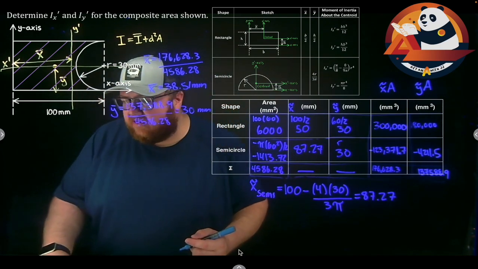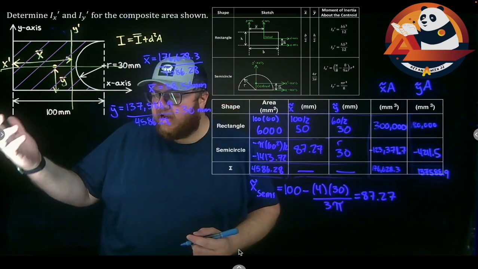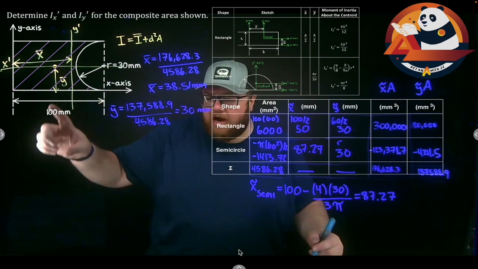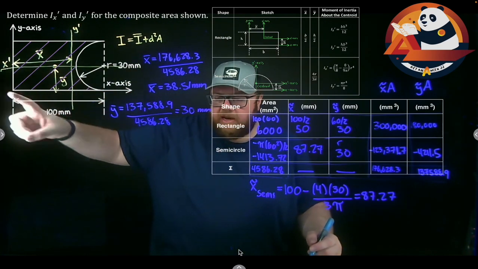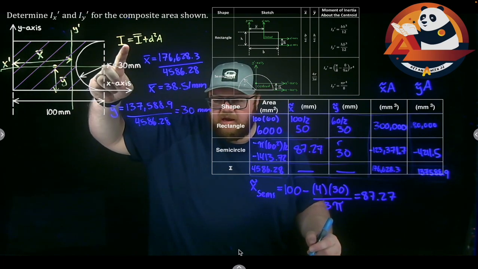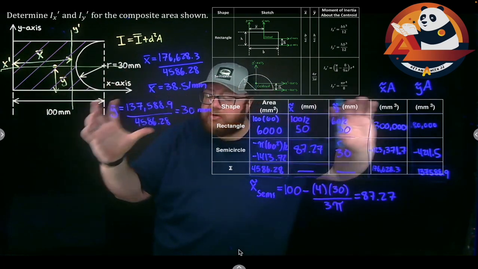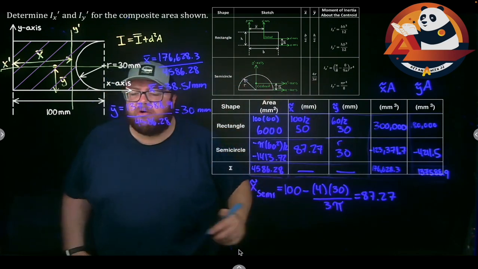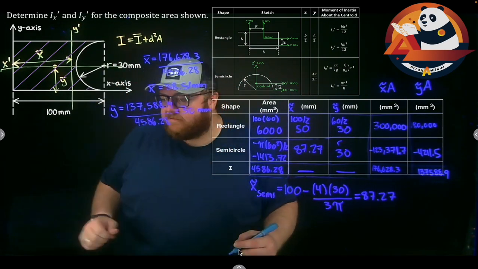I now know my centroid locations. I can come in and start trying to find what's my ix prime and ix, or an iy prime. As we're doing these, I'm just going to say, well, this is going to be shape 1 is positive minus shape 2 because it's negative. And then we'll treat each shape as a positive area. We're just subtracting out the entire moment of inertia for a negative shape.